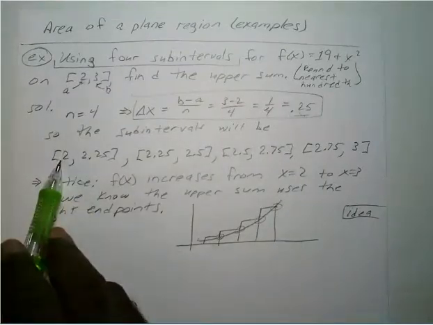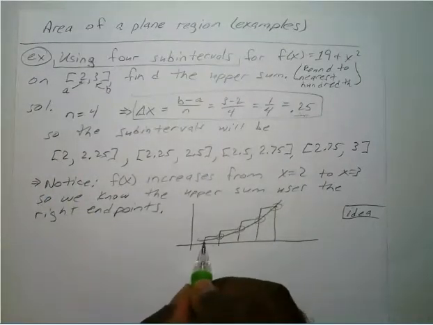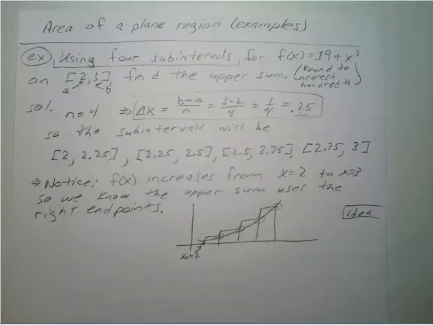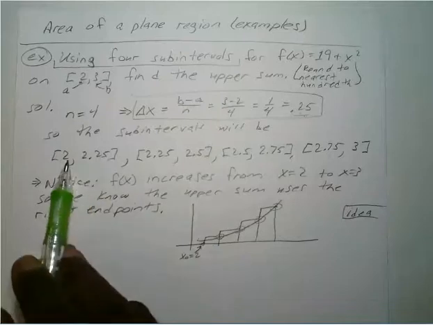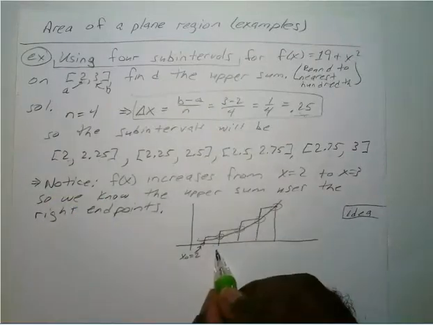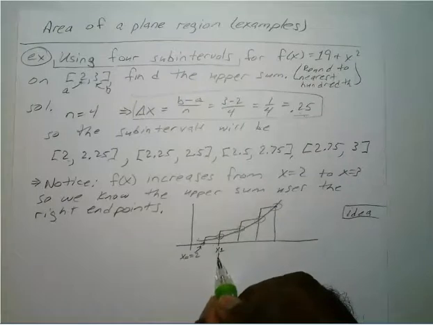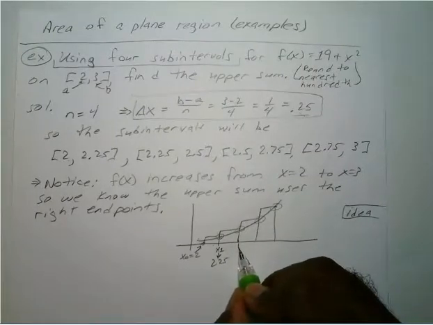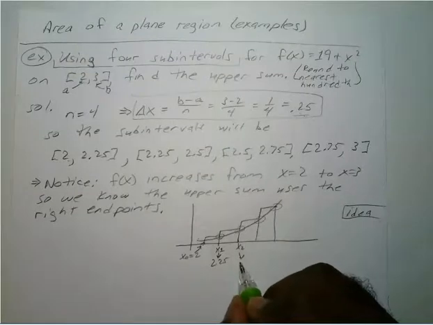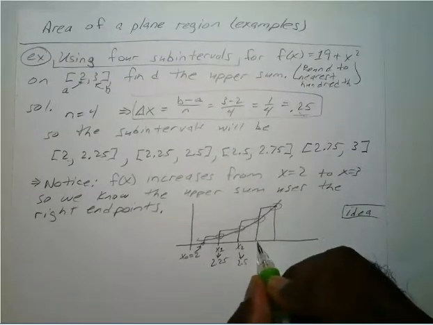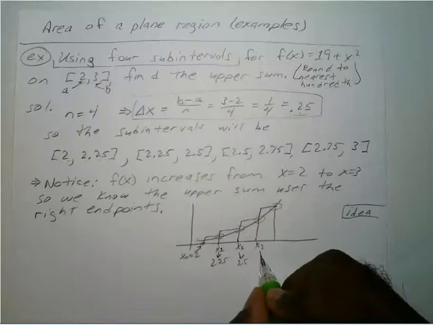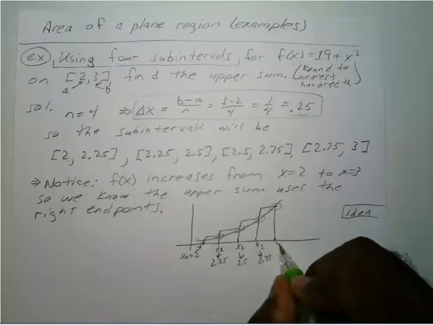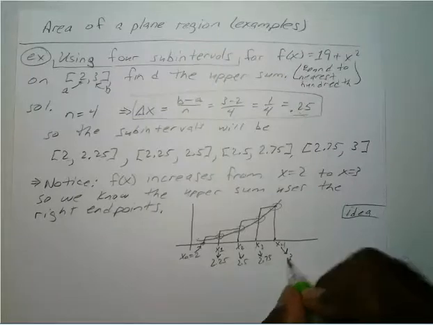Again, we're going to start at x equals 2, so that's your x sub 0 equals 2. We're going from 2 to 2.25, so your x sub 1 is 2.25. Your x sub 2 is 2.5. Your x sub 3 is 2.75. And your x sub 4 is 3.